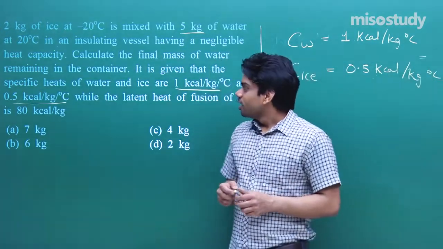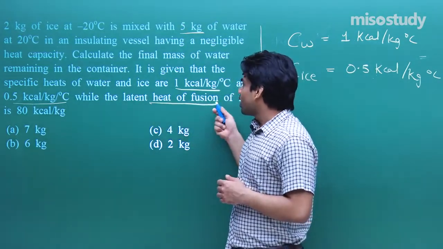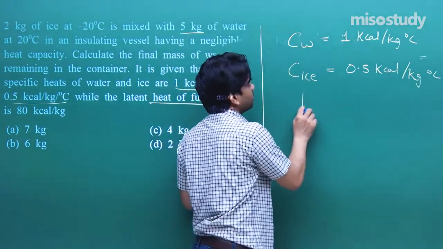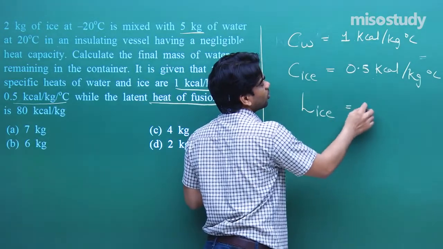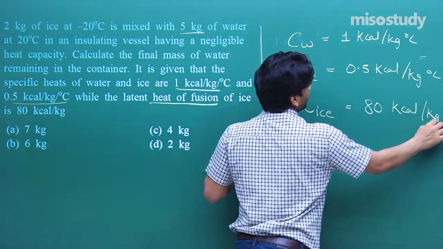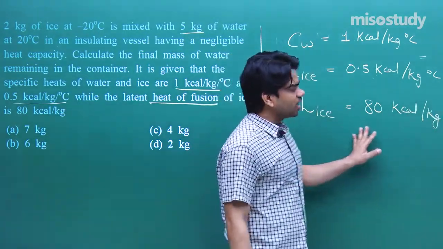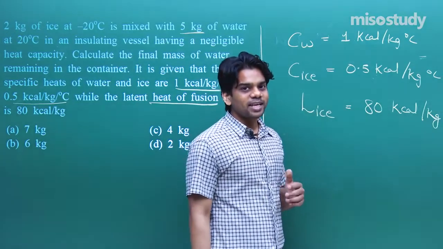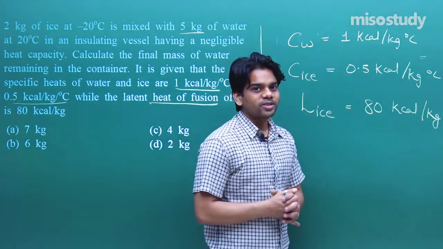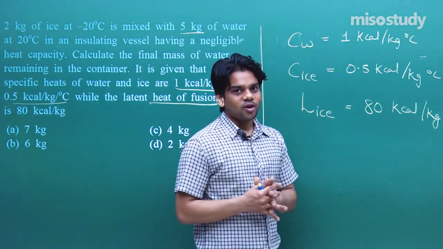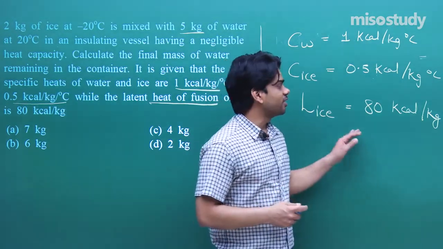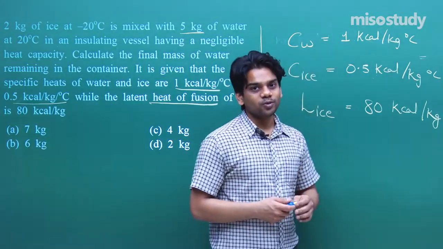Next thing you see, it says that the latent heat of fusion of ice is 80 kilocalorie per kg. So the latent heat of fusion of ice, let me write this as L of ice, is equal to 80 kilocalorie per kg. What does it mean, 80 kilocalorie per kg? That means you need to take out 80 kilocalorie of heat energy from water at 0 Celsius to convert it into ice at 0 Celsius, or when ice melts it will absorb 80 kilocalorie of heat energy at 0 Celsius to convert into water at 0 Celsius.